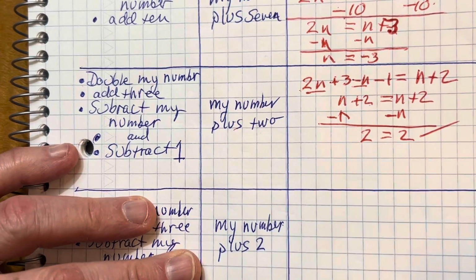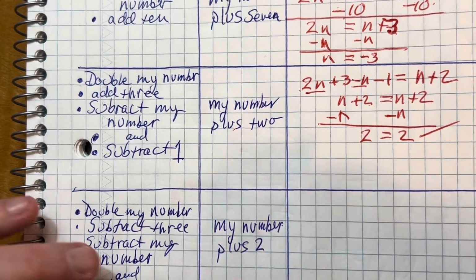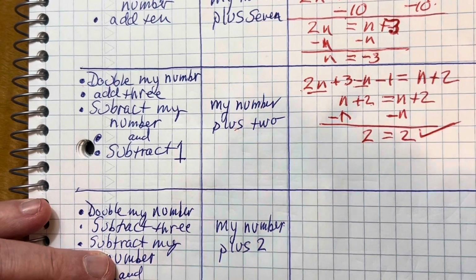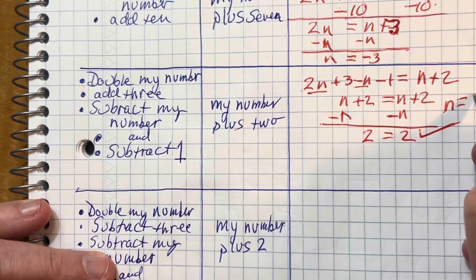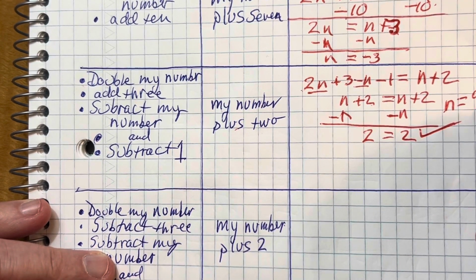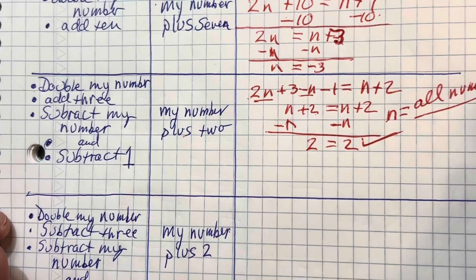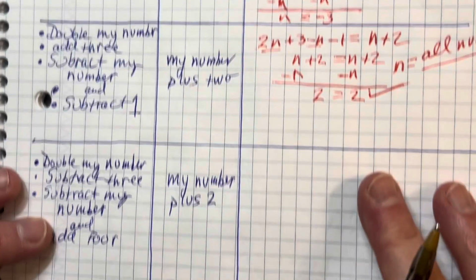When that happens, what does that mean? It means it's always true no matter what number you put in there. n is all numbers. All numbers are solutions. Let's go to the last one.